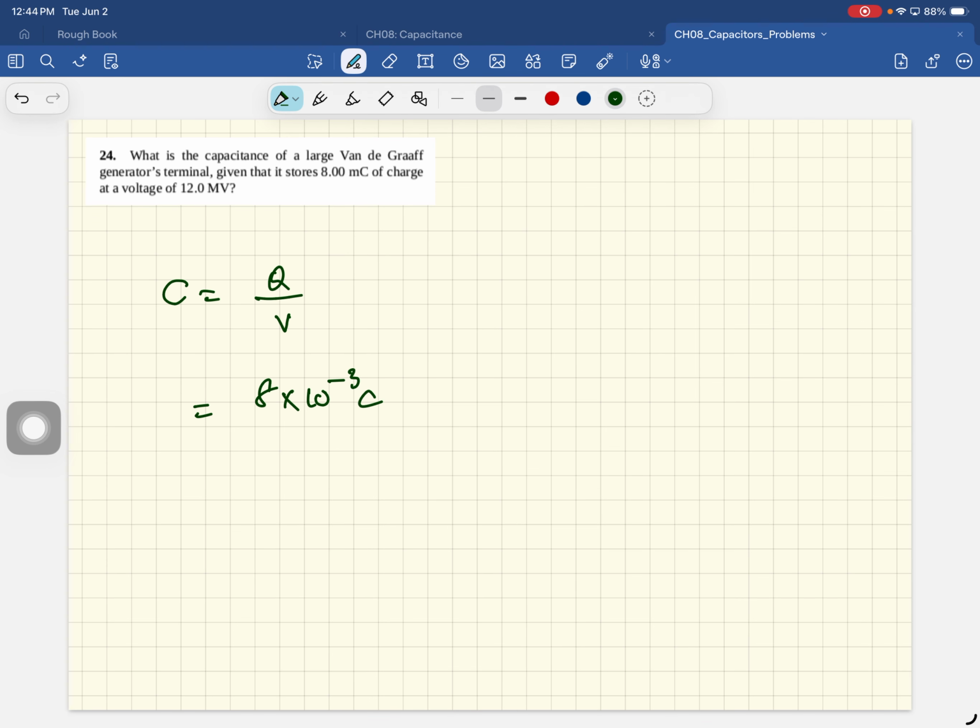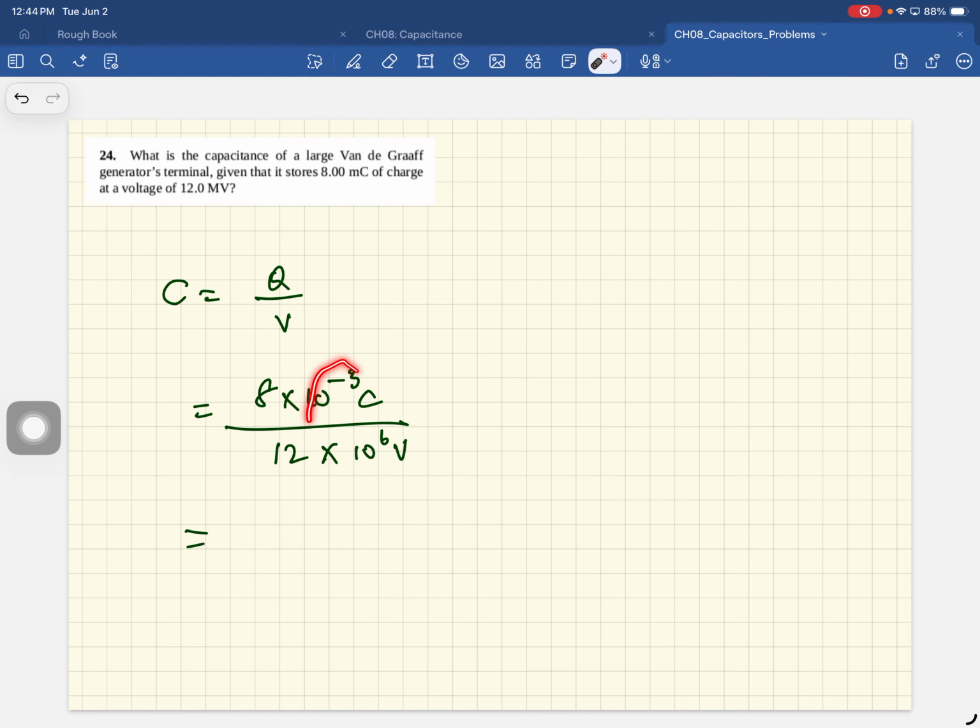log B over A is 2.8. So B over A is... Back to the other page for a second.